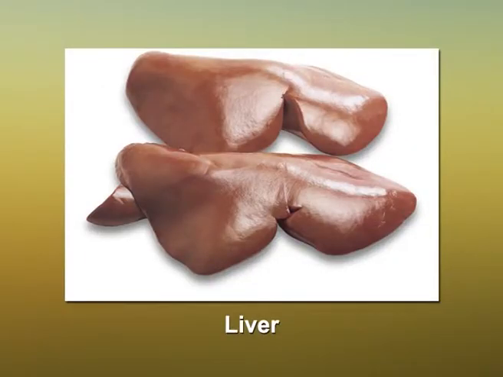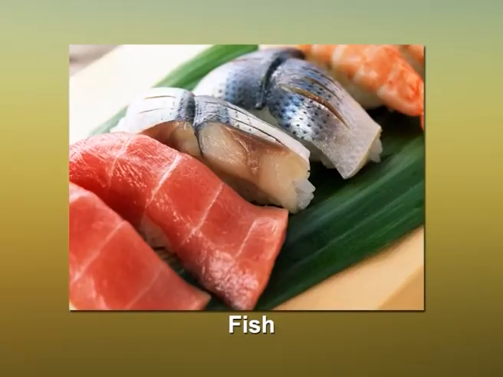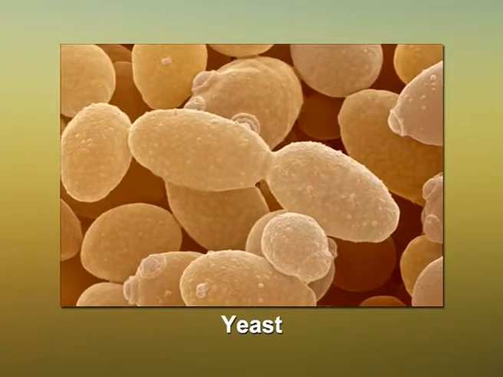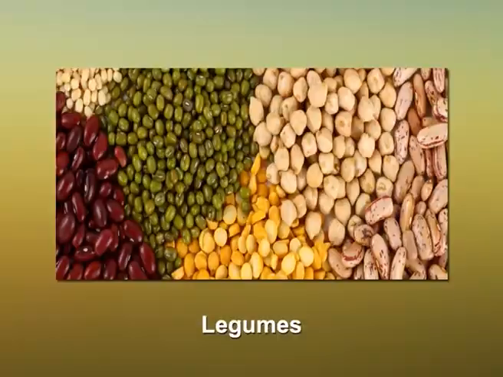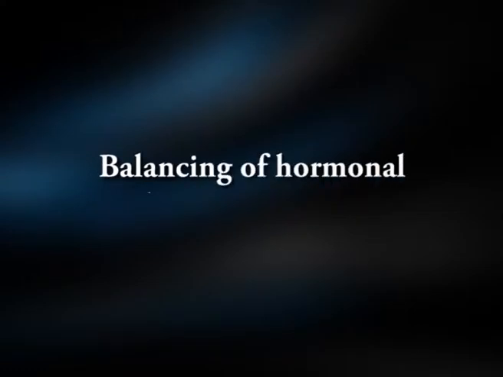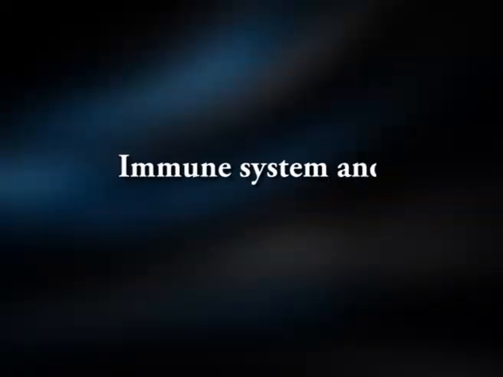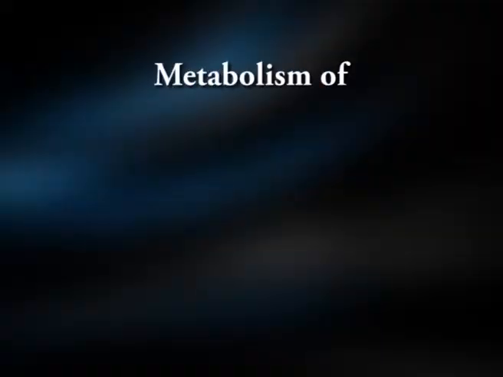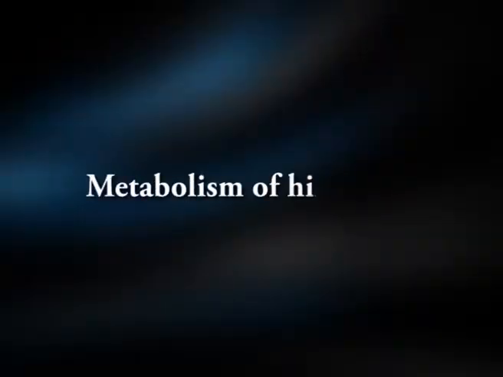Liver, meat, fish, yeast, cereals, and legumes are a rich source of pyridoxine. The physiological role: pyridoxine is required for the balancing of hormonal changes in women as well as assisting the immune system and the growth of new cells. It is also involved in metabolism of proteins, fats, and carbohydrates. It is involved in the metabolism of histamine.